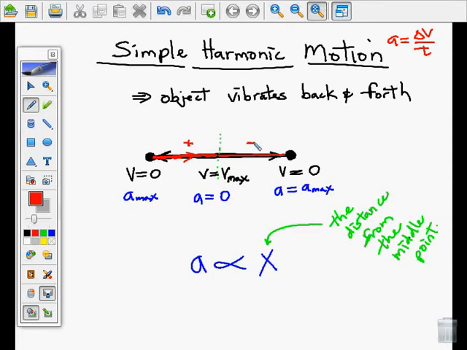Yes, Samantha? I don't understand why it's not opposite, because the acceleration is getting faster and increasing at the end. Why it's not negative and then positive? Basically, we're talking two things.